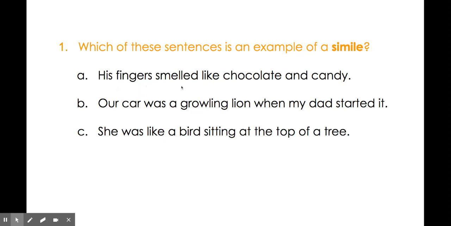A, his fingers smelled like chocolate and candy. Well, you might think that fingers is being compared to chocolate and candy, but it's actually just telling us that it smells like it, not that it is that thing. Okay, let's look at C. She was like a bird sitting at the top of a tree. Okay, so is she really sitting at the top of a tree? Probably not, but it is saying that she is sitting like a bird sitting at the top of a tree. It is comparing the girl to a bird that is sitting at the top of the tree. So the answer is C.